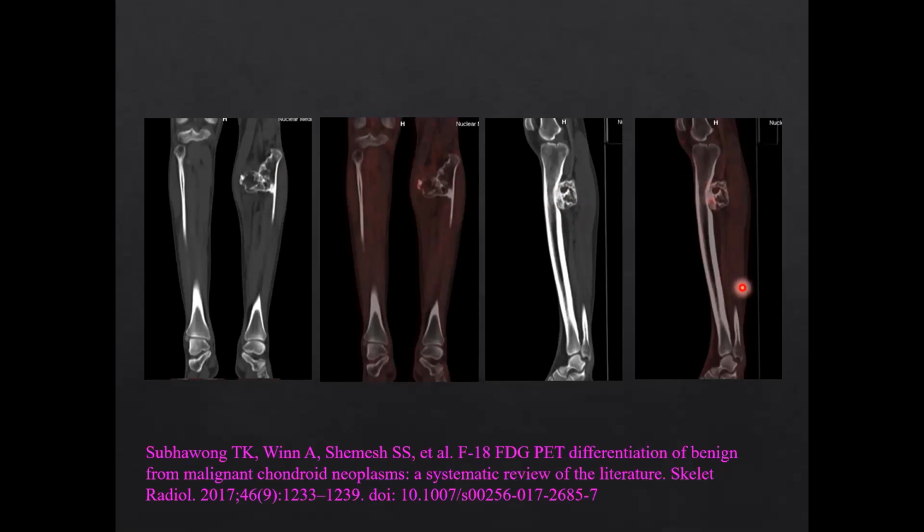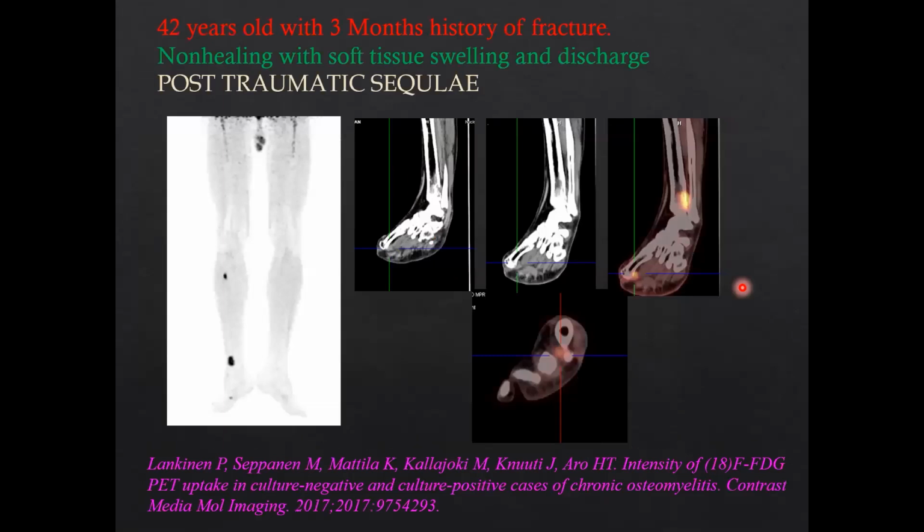This is 42 years old with 3 months history of fracture. So, non-healing with soft tissue swelling and discharge, post-traumatic sequelae. So, this is a fracture here which is like some sort of non-healing, and there is associated subtle soft tissue uptake in the marrow of the tibia as well as some sort of a periosteal reaction which is seen here. And again it is involving the region of the foot. So, it was consistent with the uptake, and this uptake is most probably likely because of the osteomyelitis. So, a lot of literature is available which shows the application in the osteomyelitis.